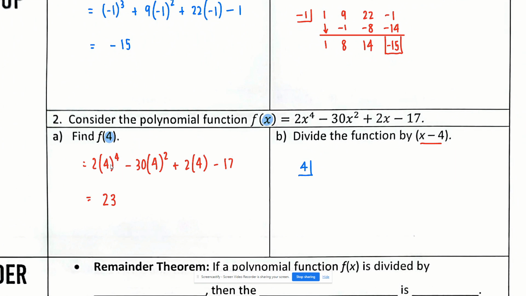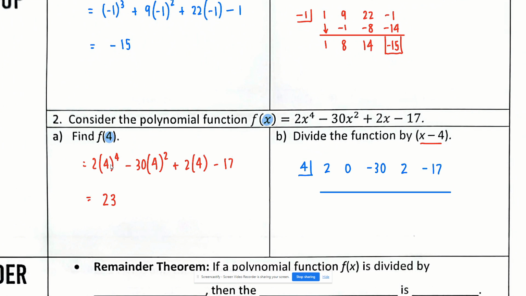My x to the 4th coefficient is 2. Then we work our way down, right? What's after x to the 4th? X cubed. I don't have x cubed. 0. Then x squared. That's negative 30. Then x. That's 2. All the way down to my constant. That's negative 17. Now watch.